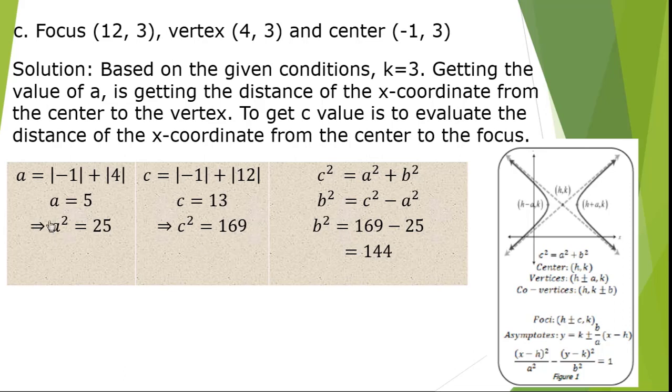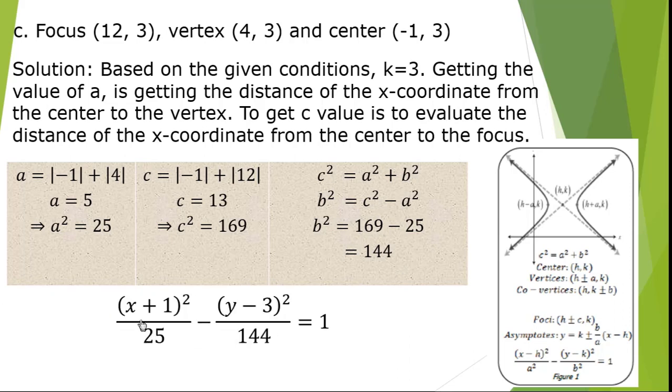c squared is 169. And going back to a, the absolute value of -1 is 1 plus 4, that's 5. Then a squared is 25. So b squared finally is 169 minus 25, that's 144. So we have the center, we have the a squared and the b squared. Final answer is (x - (-1)) quantity squared, so that's (x + 1) quantity squared, all over a squared, which is 25, minus (y - 3) quantity squared, all over b squared, 144, equals 1. So this is our solution for this particular learning activity.